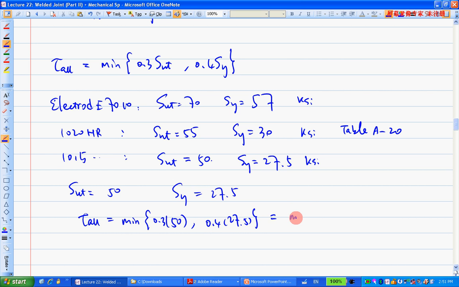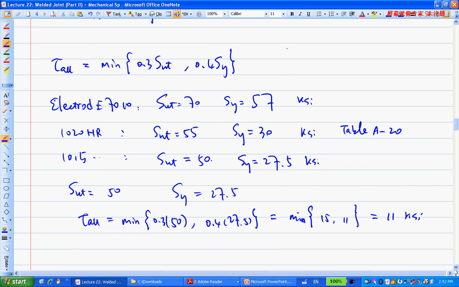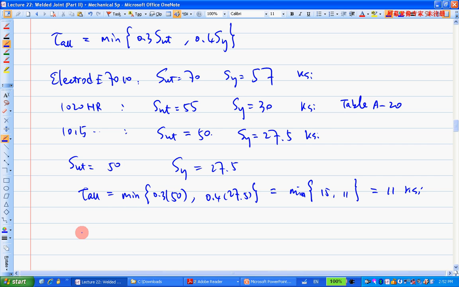So what do we get? We get 15 and 11. Apparently 11 is smaller, so the permissible stress will be taken as 11. The current stress is 9.22 F. Then the maximum allowable load will be 11 over 9.22.